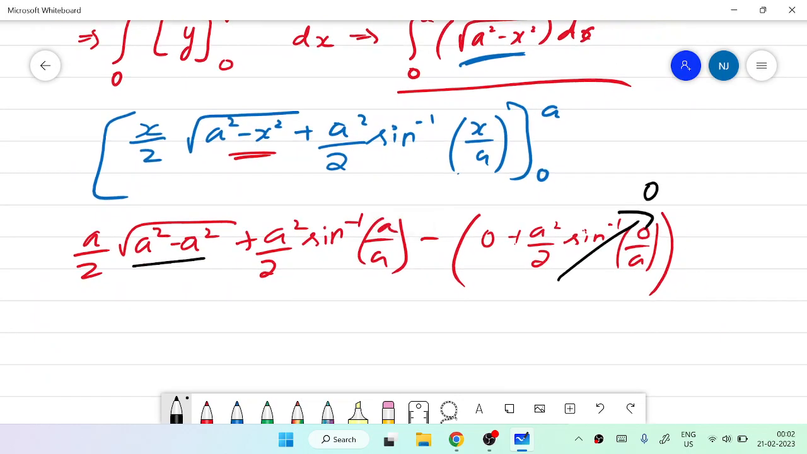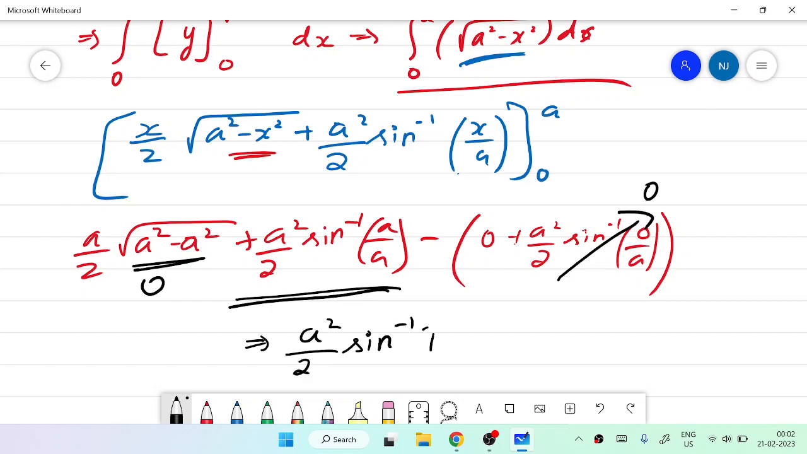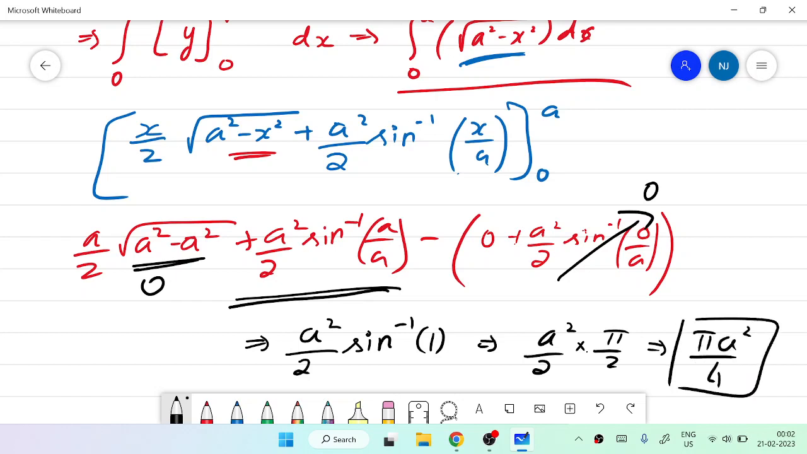Here, a square minus a square will give you 0. So this will come, which is a square by 2 into sine inverse of a by a. The value is what? 1. Sine inverse of 1 is pi by 2, right? So a square by 2 into pi by 2, which is pi a square by 4. This would be your answer.